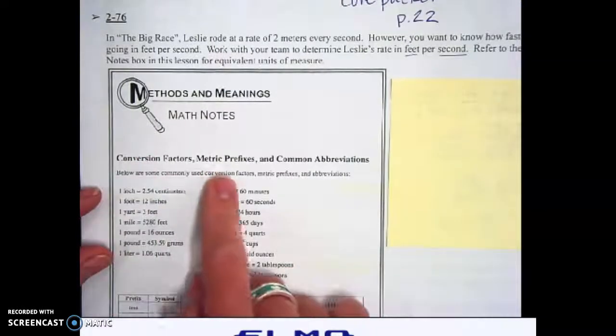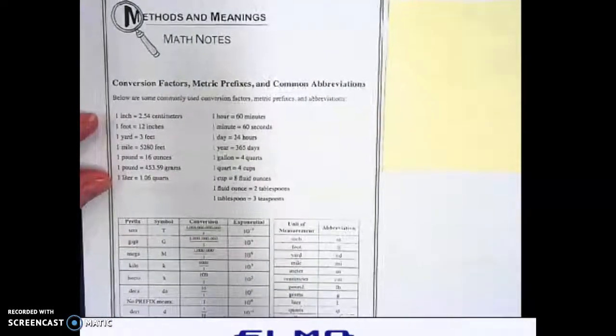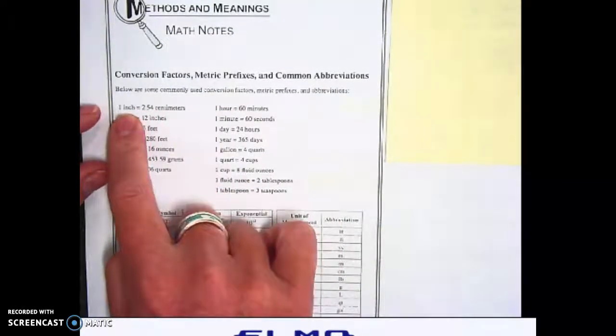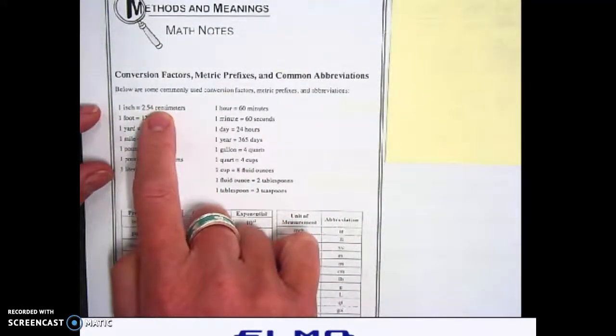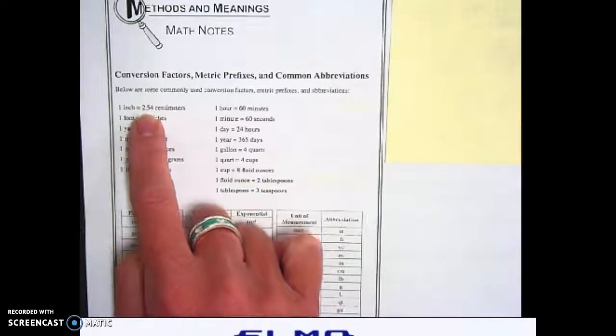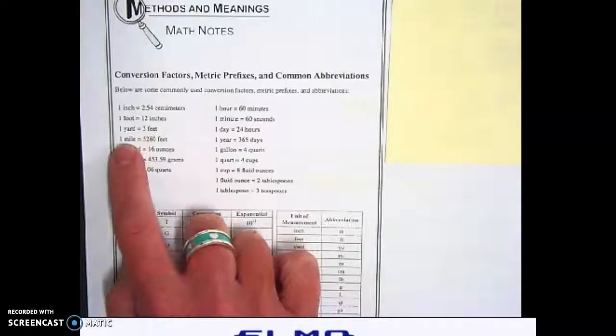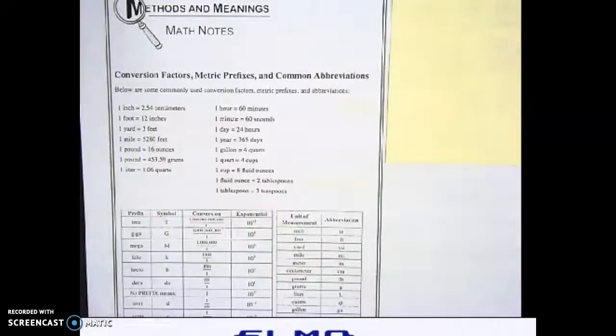Below are some commonly used conversion factors, metric prefixes, and abbreviations. All right, so for instance, 1 inch is approximately 2.54 centimeters, 1 foot is 12 inches, 1 yard is 3 feet, 1 mile is 5,280 feet, and so on. So some of these you're going to be like, yeah, I've heard that one before. Obviously, you should know that 1 foot is 12 inches, right? Most of you know that.